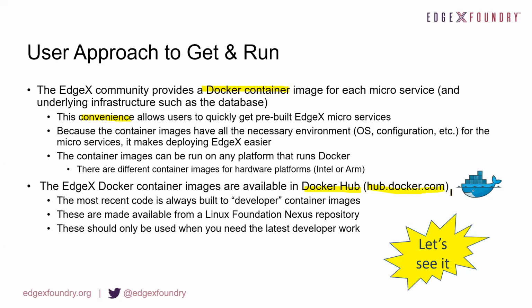Now, inside of our project, inside of our Linux community, we also have a local repository. It's called a Nexus repository, where the same images can be found, but this is really more for the developers to use as we're making changes on a daily basis. Typically, it's hub.docker.com that we want to go to actually get the containers for our use in a user environment. So let's go take a look.